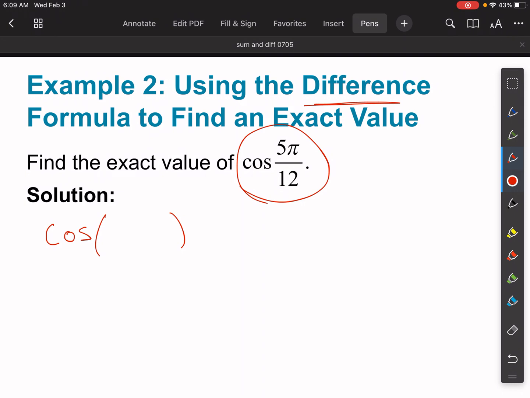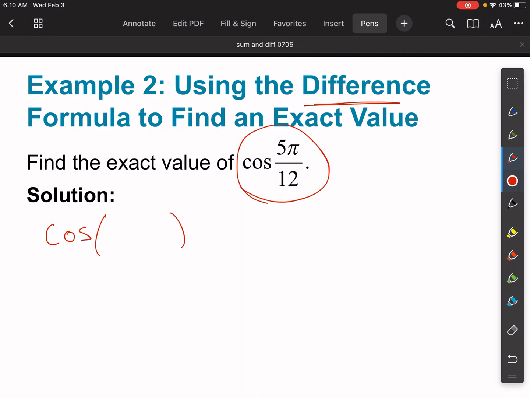We could do, well, 5 pi over 12. That's not a very nice number. To get to that same place, I could do 6 pi over 12 because that would give me just pi over 2. I don't know that I would even go here with the difference formula. Let's do this a little bit smarter.